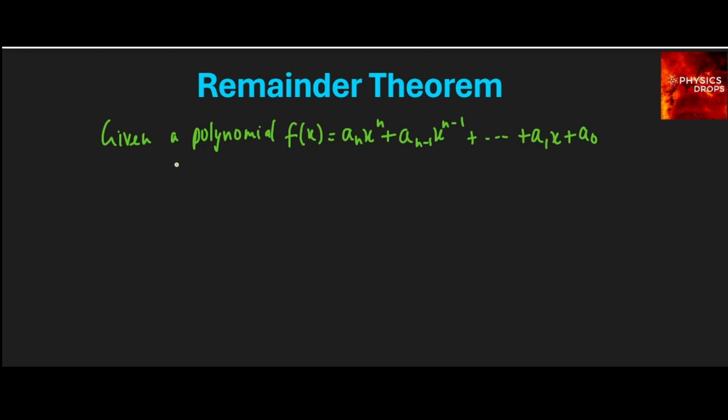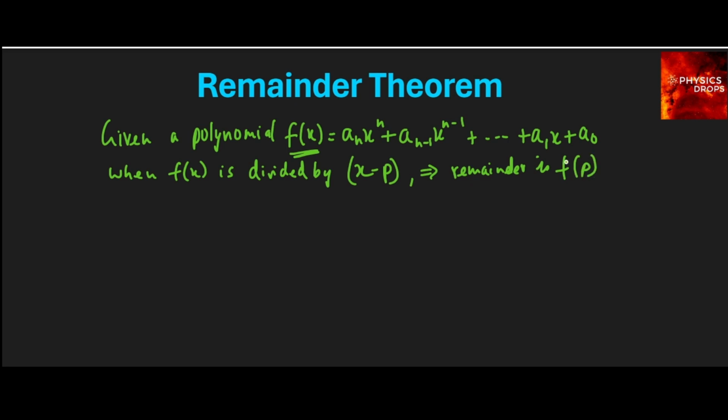The remainder theorem states that given a polynomial f of x of the standard form, when f of x is divided by x minus p, where p is a real number, then we will get a remainder which is f of p. So when we divide f of x by x minus p, the remainder is f of p, which means if we substitute the value of p for x in this expression, whatever value we get, that is the remainder.